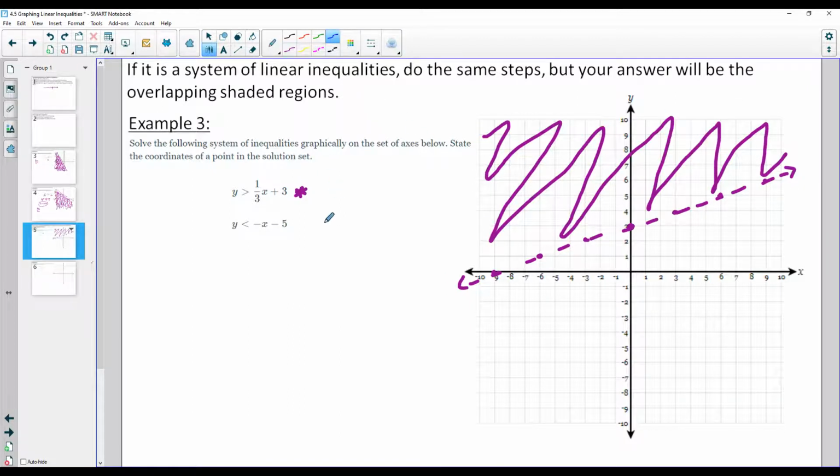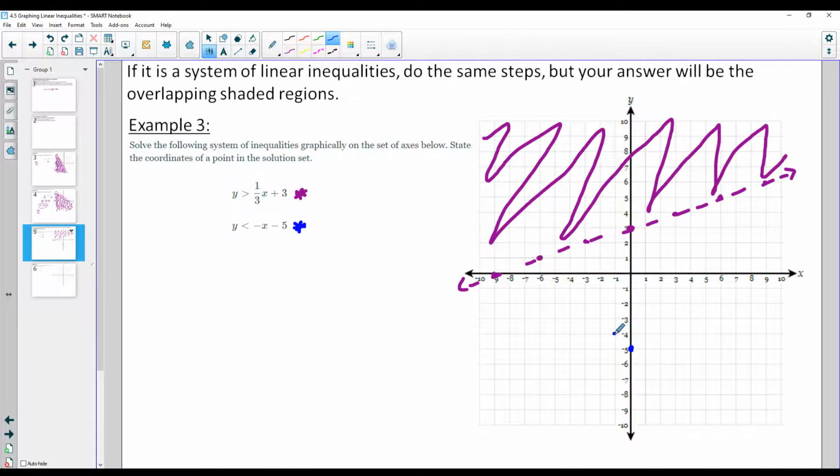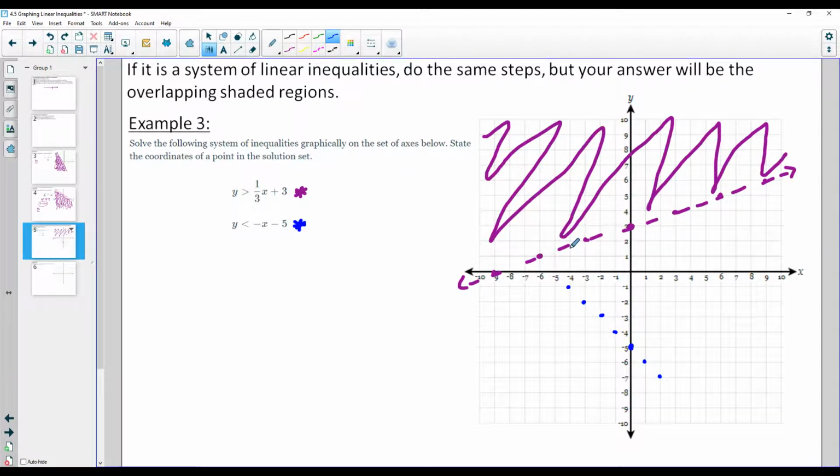Okay, now let's do this one in blue. So now we're going to do the second one. So we're at -5, and our slope is -1, really. There's a -1 in front of there, which is -1 over 1, so up 1 to the left 1. Up 1 to the left 1. Down 1 right 1. And again, this one is also going to be dotted because it's just less than. So we're going to dot this line. And now this one is less than, so we want to shade everything below.